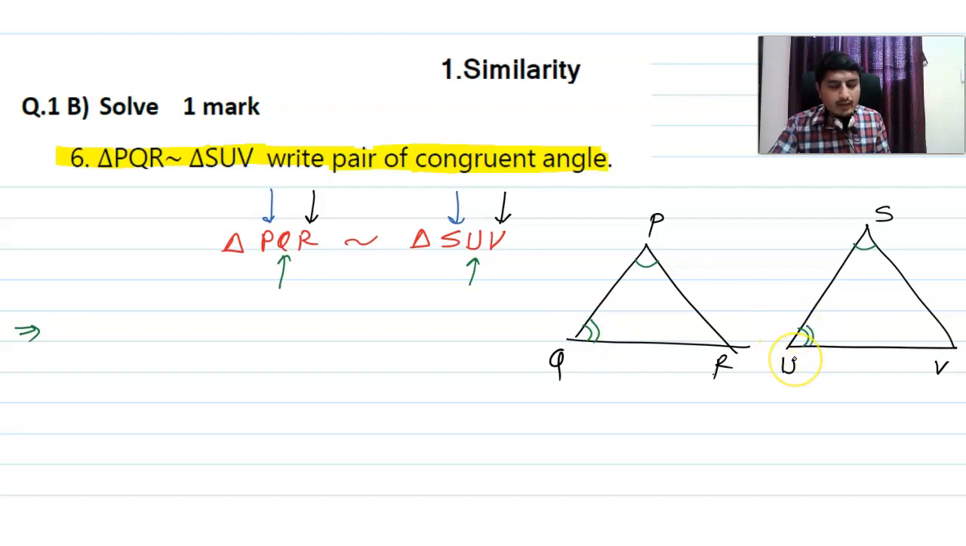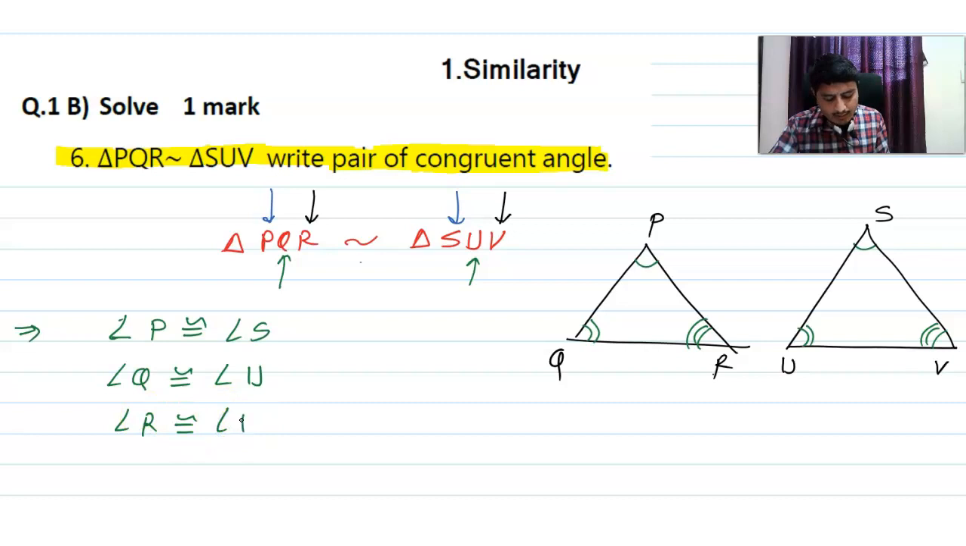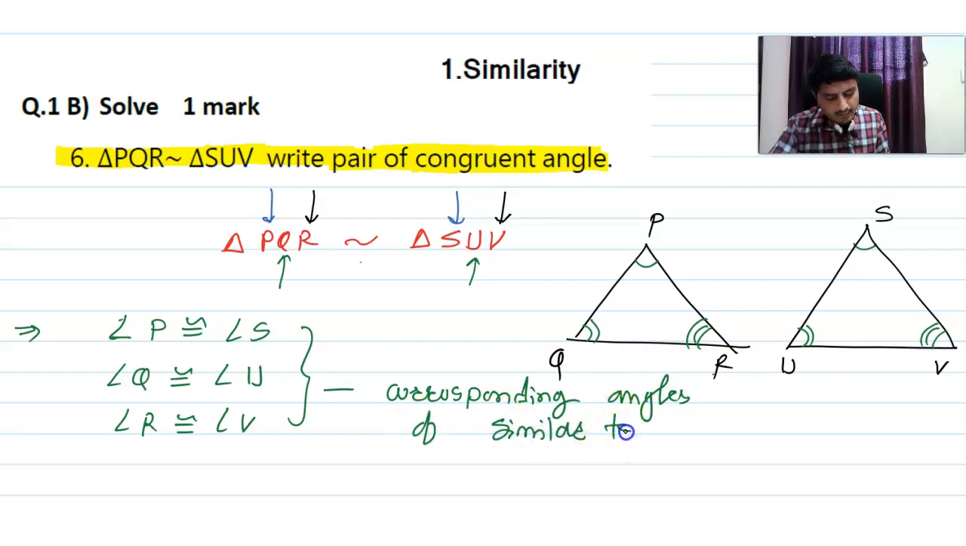Angle Q corresponds to angle U, those two pairs of angles are congruent. And angle R corresponds to angle V, so angle R is congruent to angle V. So now once the triangles are similar, corresponding angles are congruent, so angle P is congruent to angle S, angle Q is congruent to angle U, and at the end angle R is congruent to angle V. The reason behind it is that those are the corresponding angles of similar triangles.